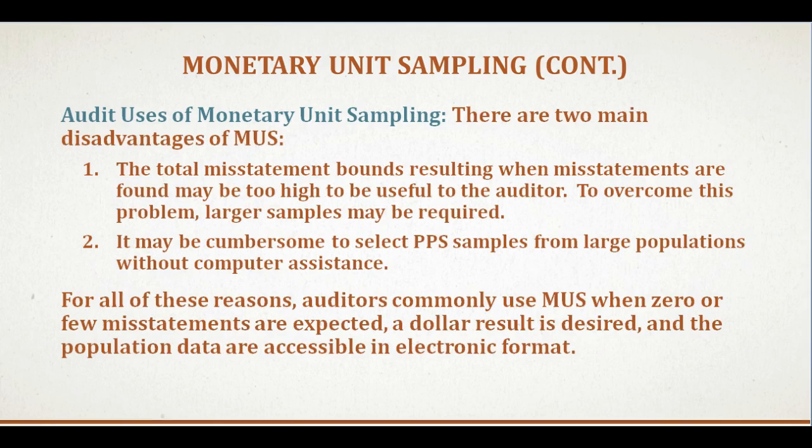There are 2 main disadvantages of monetary unit sampling. The first disadvantage is the total misstatement bounds resulting when misstatements are found may be too high to be useful to the auditor. To overcome this problem, larger samples may be required for the audit. And the second disadvantage is that it may be cumbersome to select proportional to size samples from large populations without computer assistance.